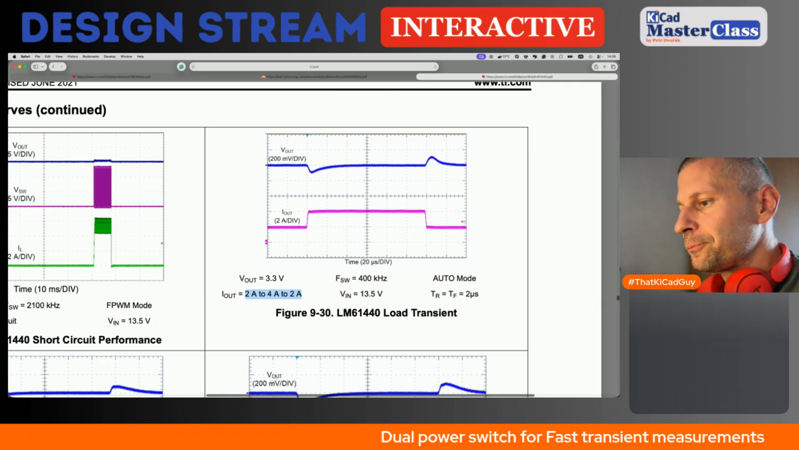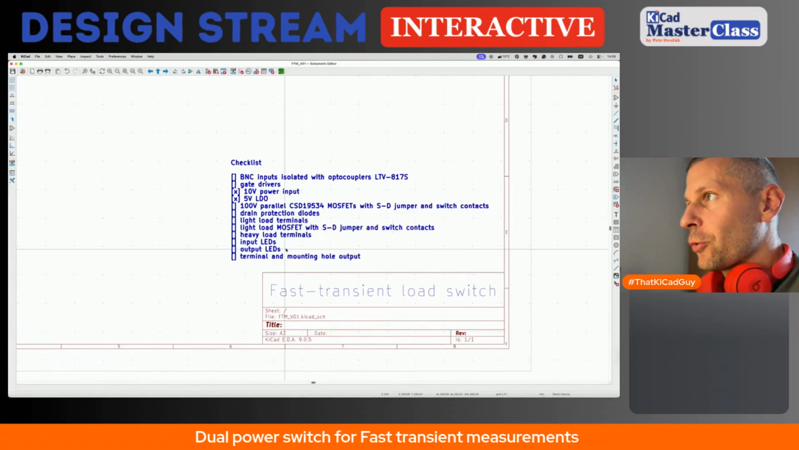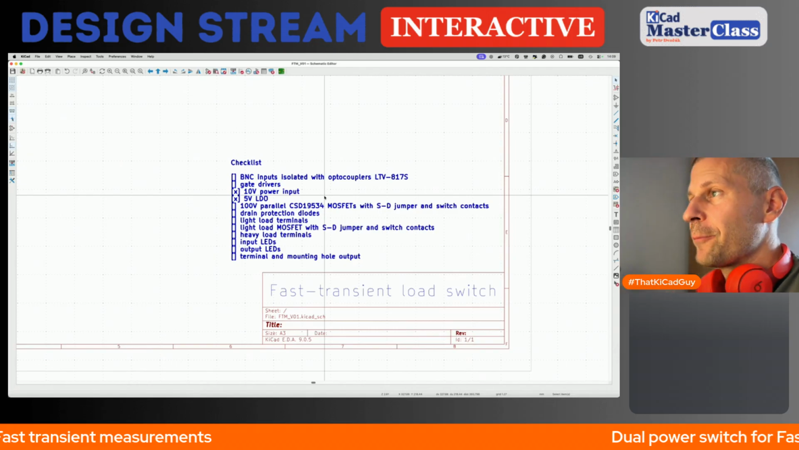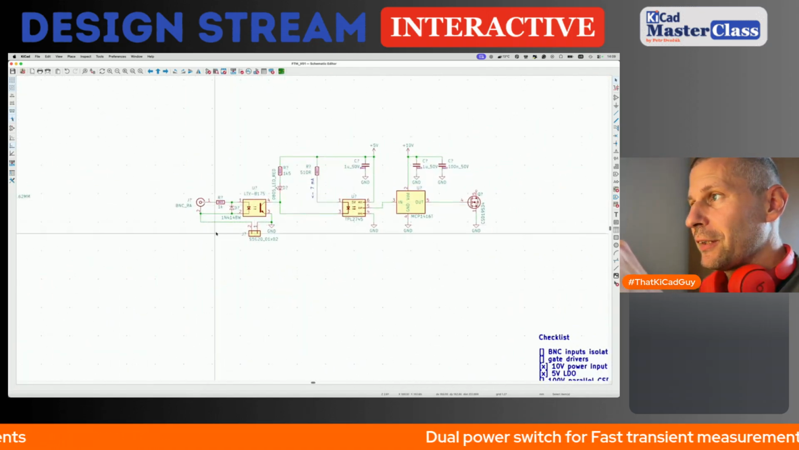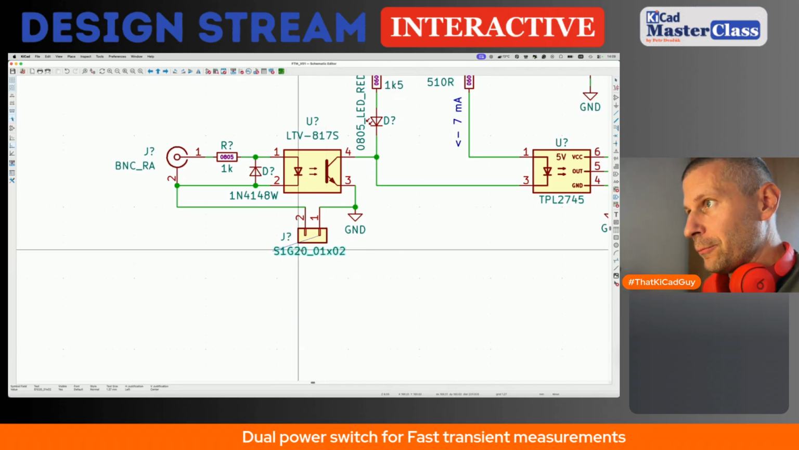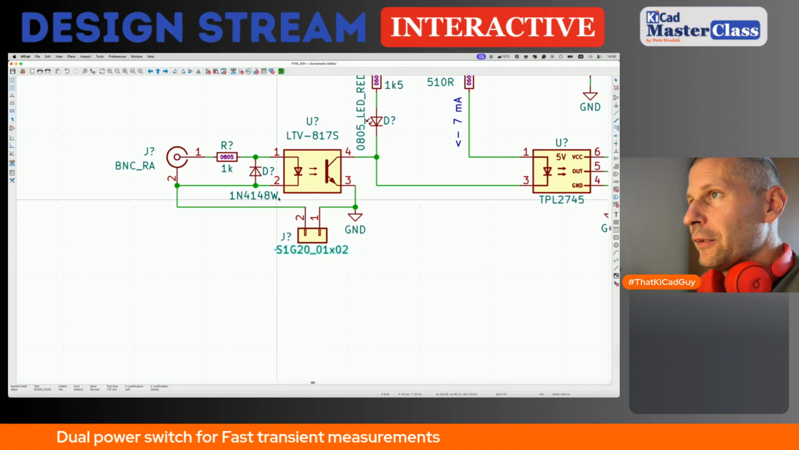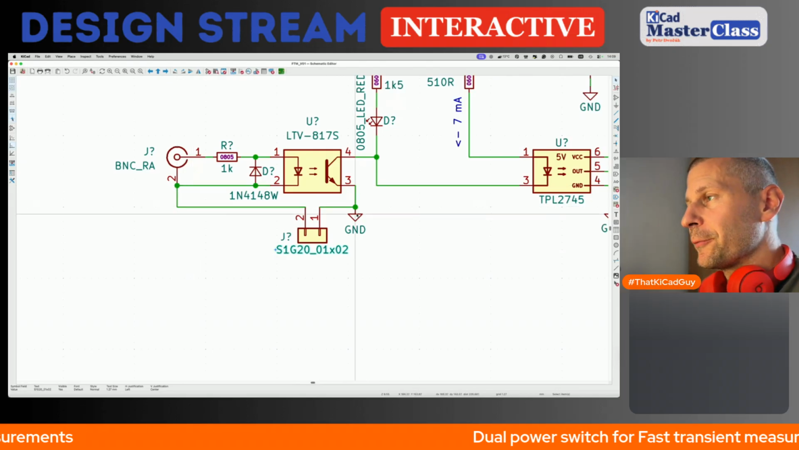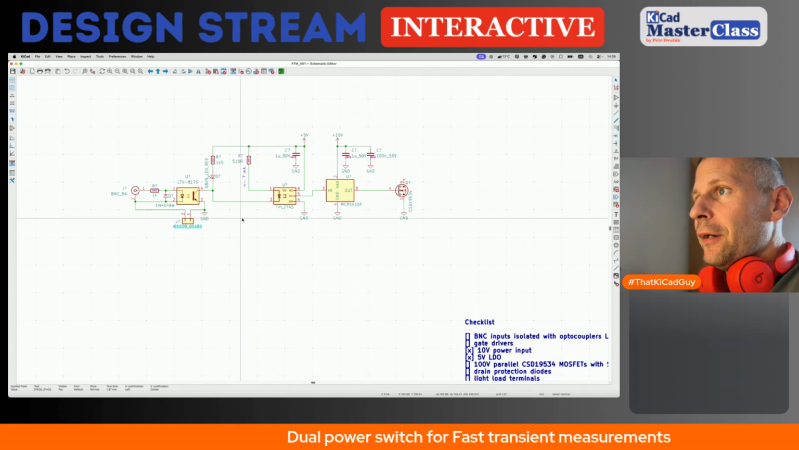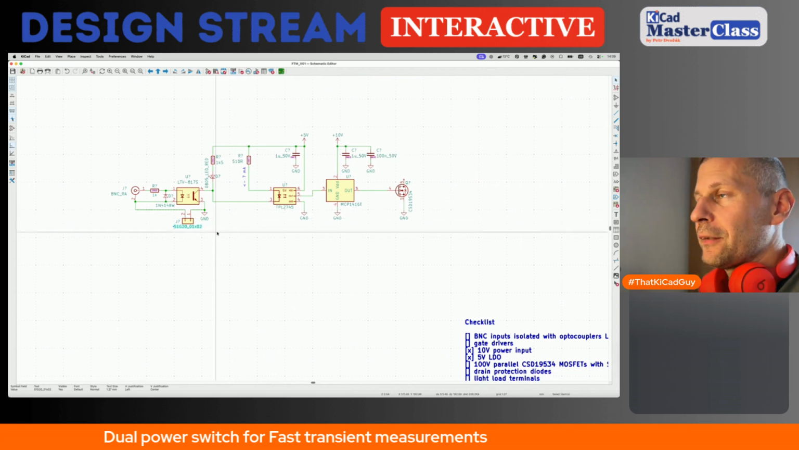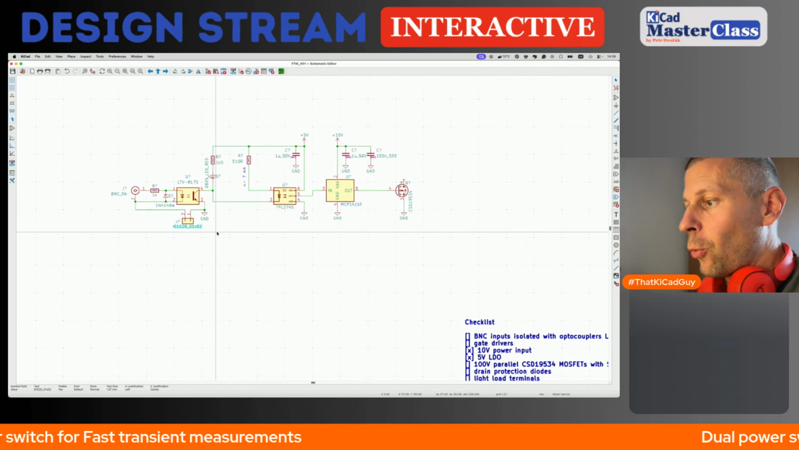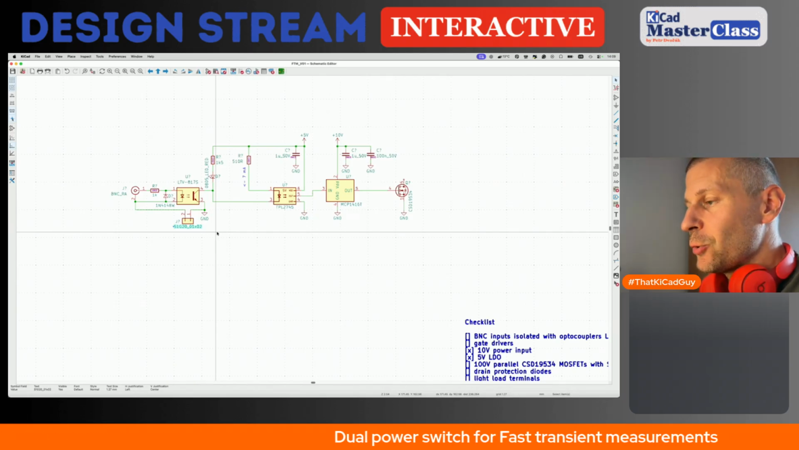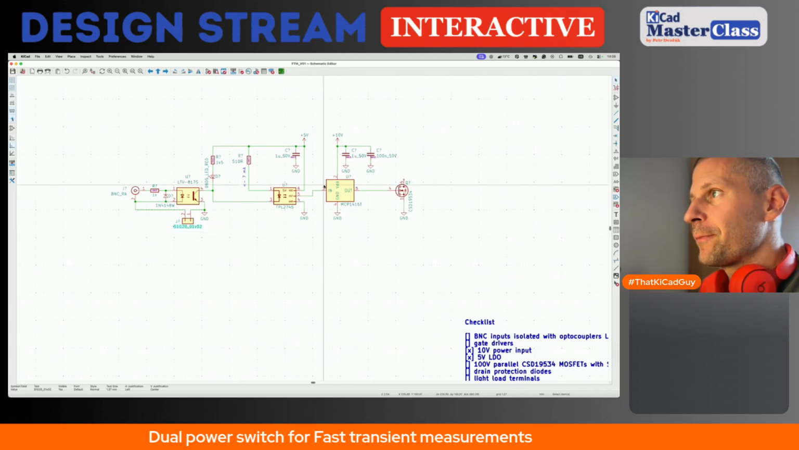So I started in KiCad. There is a short checklist. I want the BNC inputs isolated with optocouplers, not strictly isolated. I will place a jumper on it to be able to connect the ground side of the BNC to the ground of the PCB. I want this switch to be pretty universal, not only for this kind of measurement, but I want it to be useful for other types of measurement, for some load testing.